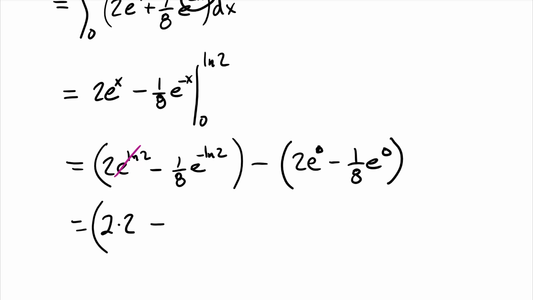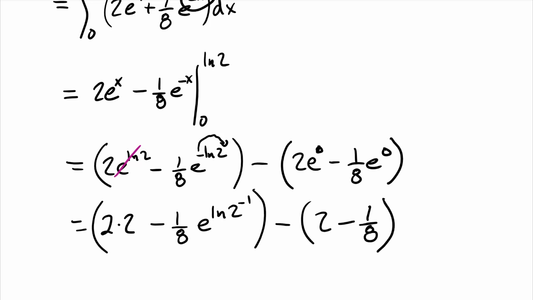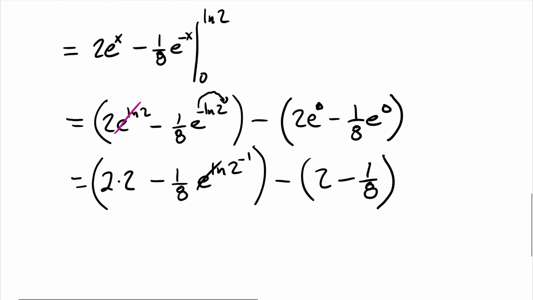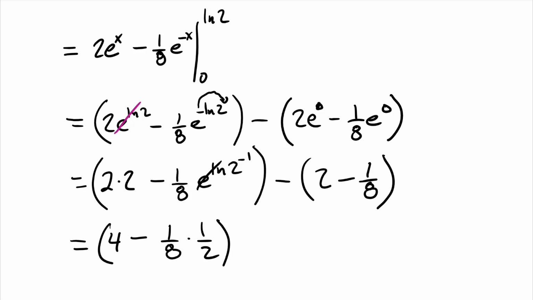But this negative exponent, we need to bring it up to the top. This is 1/8 e to the ln of 2 to the negative first power. We have to have that trick down. So now the e to the ln's can cancel out. You have 2 to the negative first power. 2 to the negative first power is just 1 over 2.